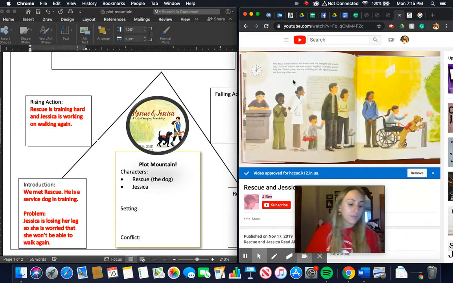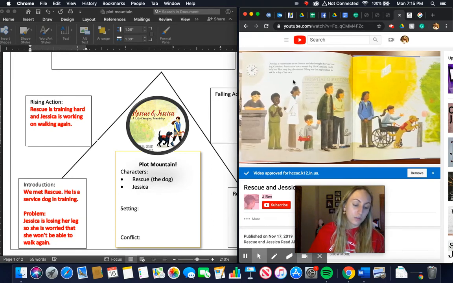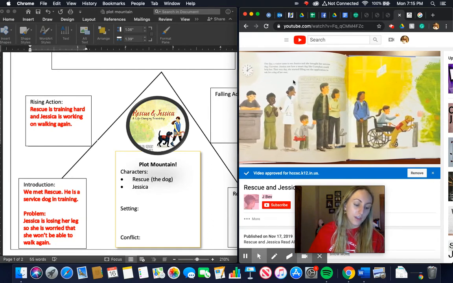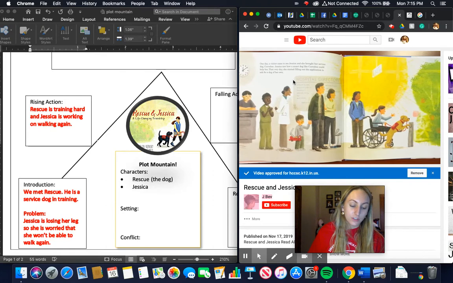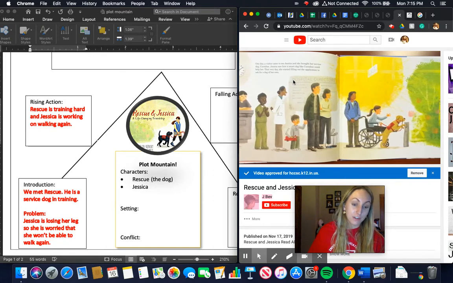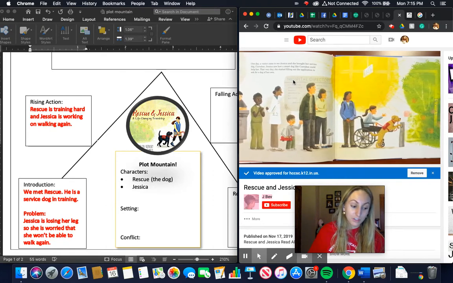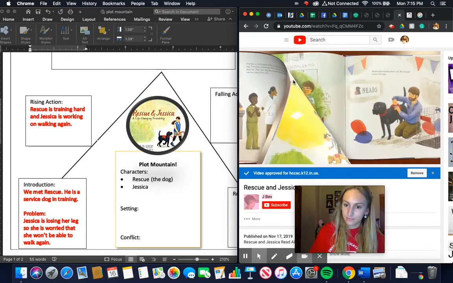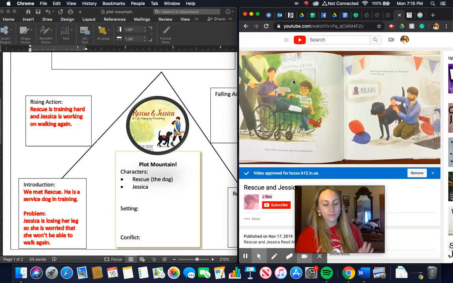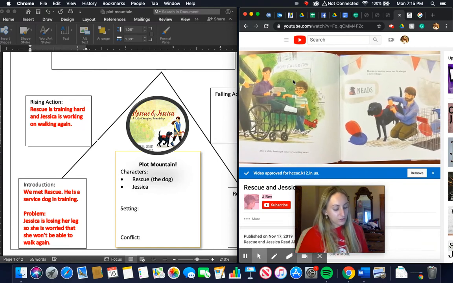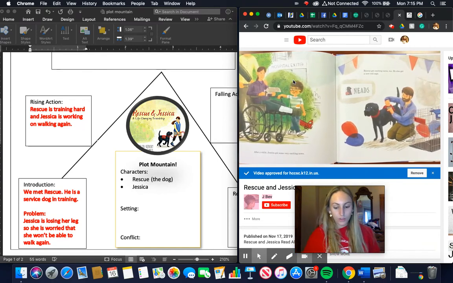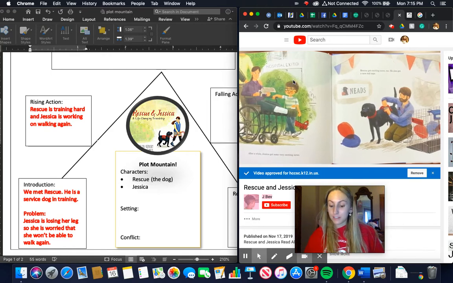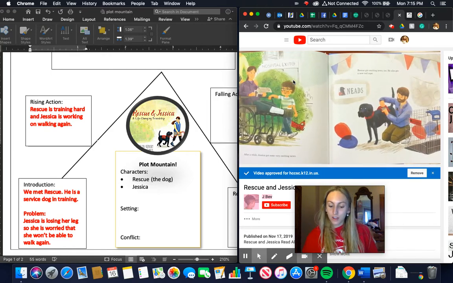One day, a visitor came to see Jessica, and she brought her service dog, Kirahi. Jessica saw how a smart dog like Kirahi could help her. That very day, she started filling out the application to ask for a dog of her own. After a while, Jessica got some very exciting news. Rescue got some very exciting news too. He also got a new red cape.